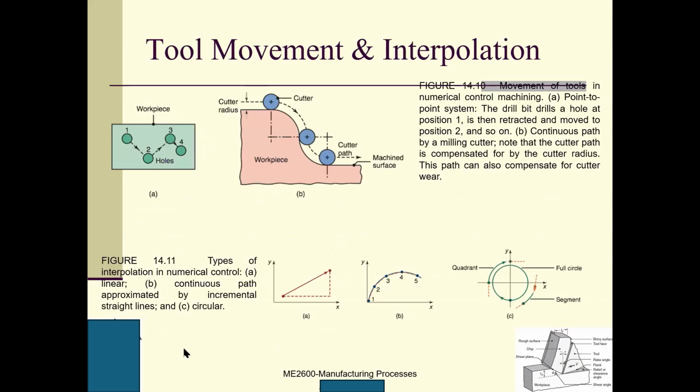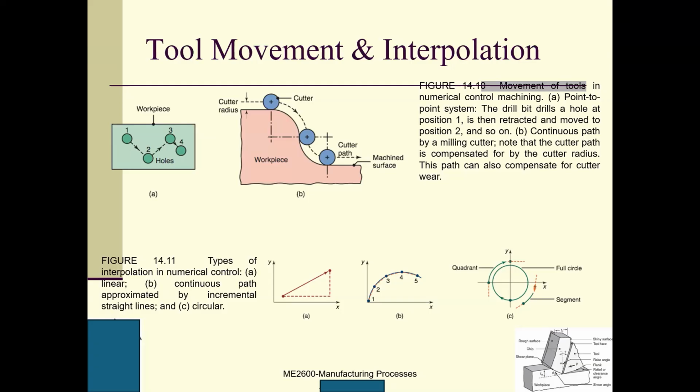So, tool movement and interpolation. Have you guys ever heard of interpolation? Interpolation means that between two points, in the middle, we decide how the tool is going to move. That is called interpolation. So here, tool movement. The first one is linear movement, from one location to another.